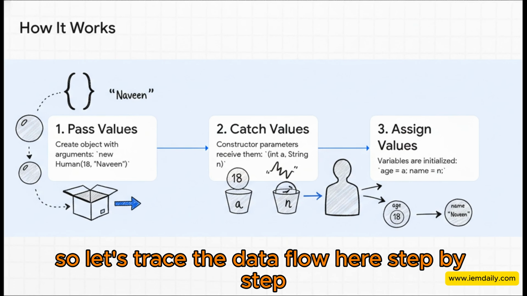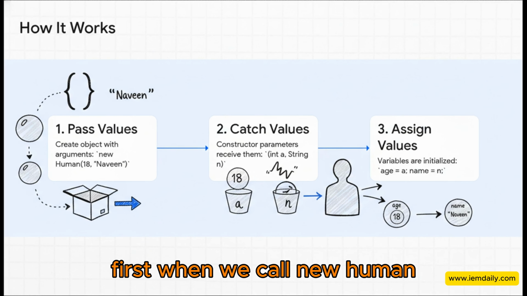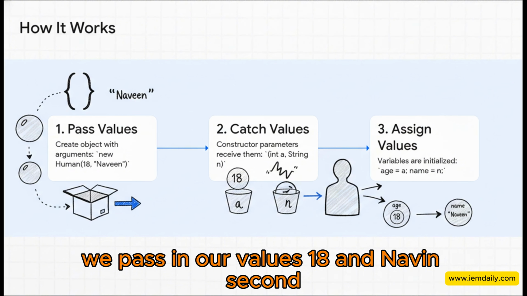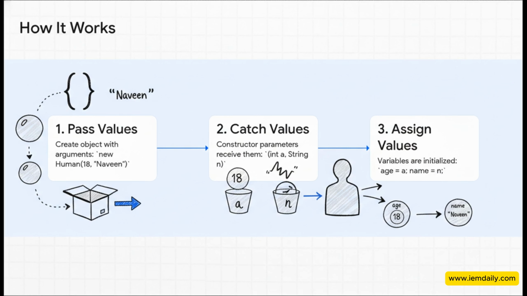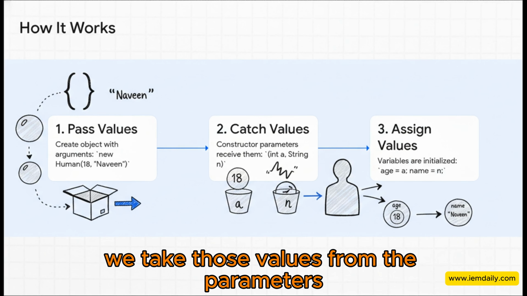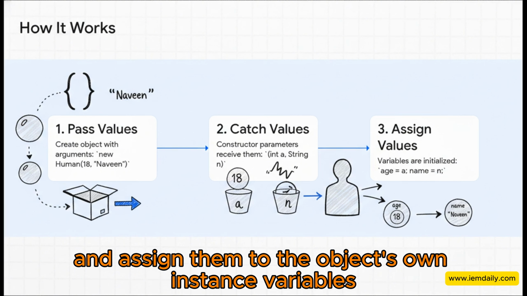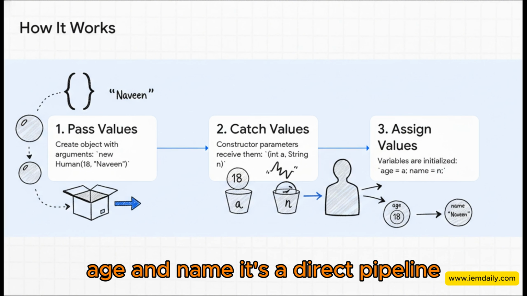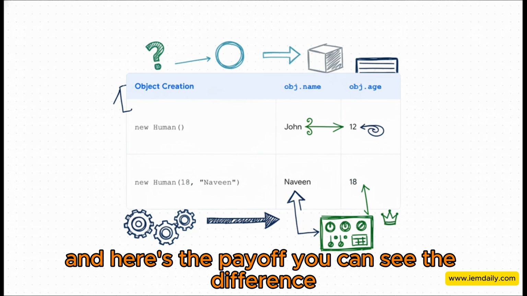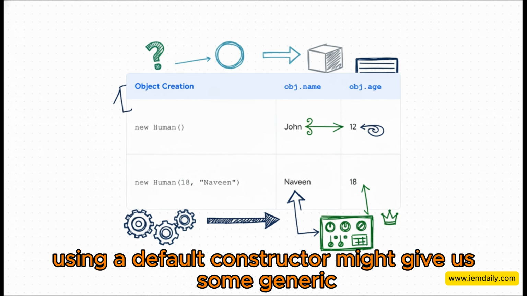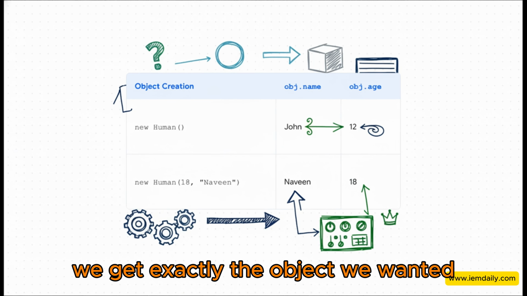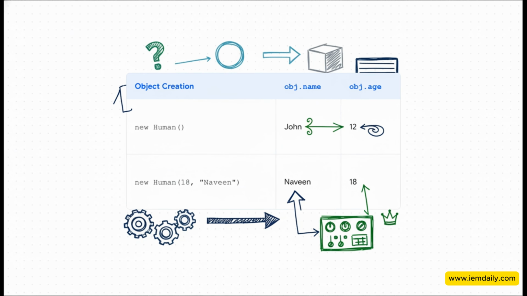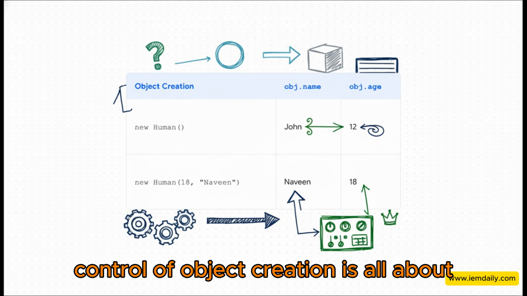So let's trace the data flow here, step by step. First, when we call new Human, we pass in our values, 18 and Naveen. Second, those values get caught by the parameters in our constructor, a and n. And finally, inside the constructor, we take those values from the parameters and assign them to the object's own instance variables, age and name. It's a direct pipeline. And here's the payoff. You can see the difference so clearly. On top, using a default constructor might give us some generic John. But on the bottom, using our new parameterized constructor, we get exactly the object we wanted, Naveen, age 18. This is what taking control of object creation is all about.